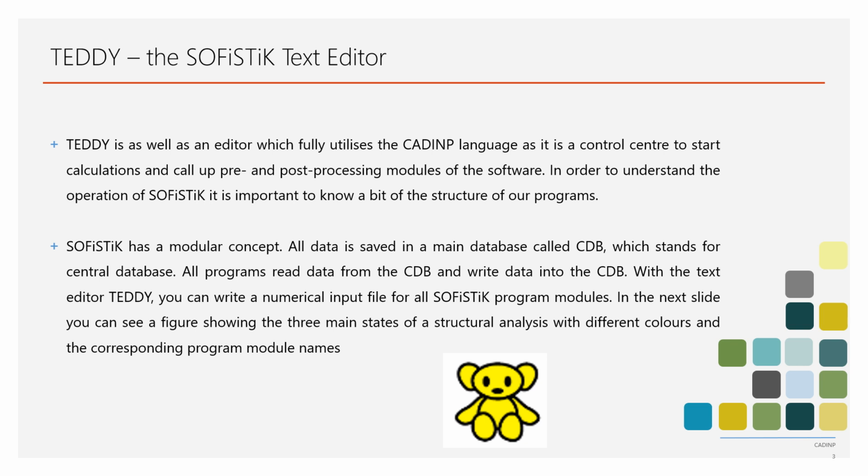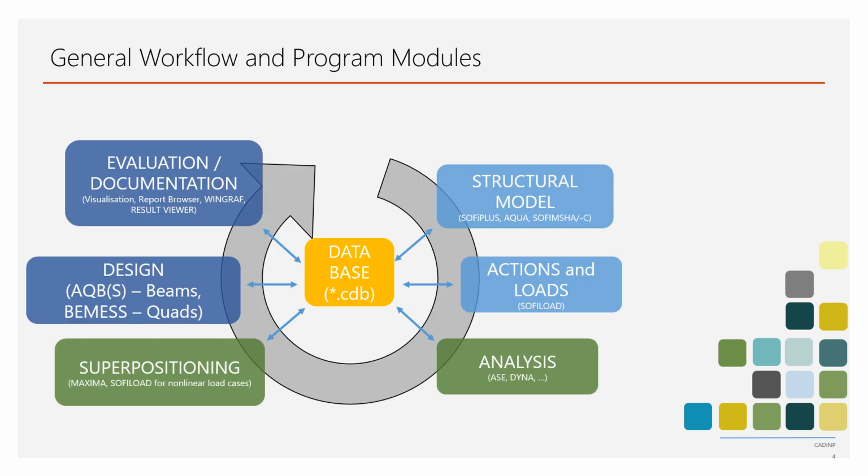In the upcoming slide, a figure will be displayed illustrating the three primary stages of structural analysis, represented by different colors along with their corresponding program module names. What can be realized from this figure is that the modules themselves don't communicate with each other, but they do so through the central database, which we abbreviate as CDB.